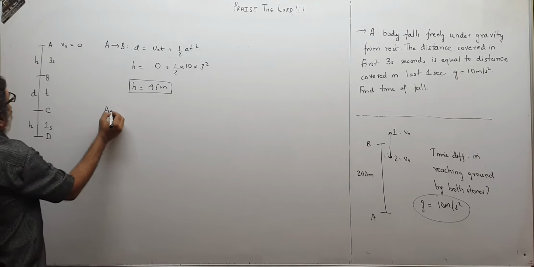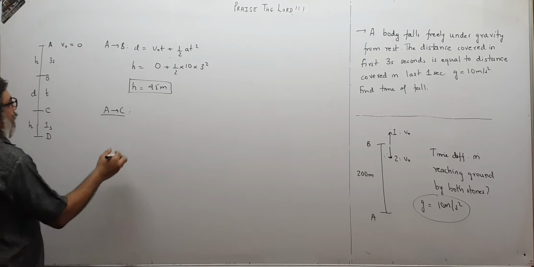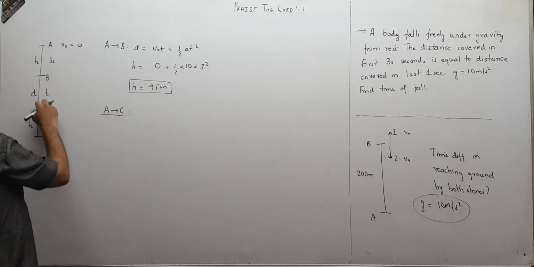Then I talk of A to C. Why am I always starting from A? Because initial velocity is 0. Displacement is how much? H plus D.